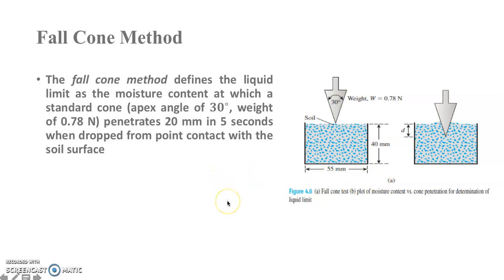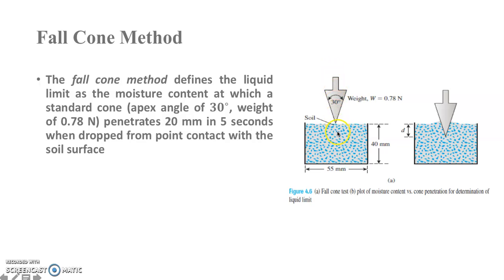For the fall cone method, you're going to have our soil sample placed in a container, and you have a cone that has a weight of 0.78 Newton. Of course, this is the standard measurement, 55 by 40 mm. So once you have the setup, you're going to drop the cone into the container where there is the presence of your soil sample.